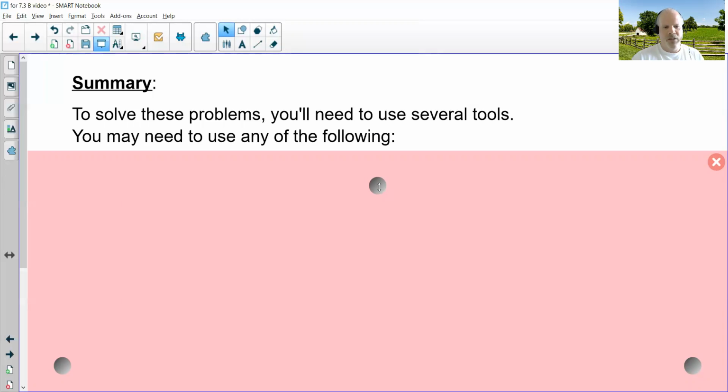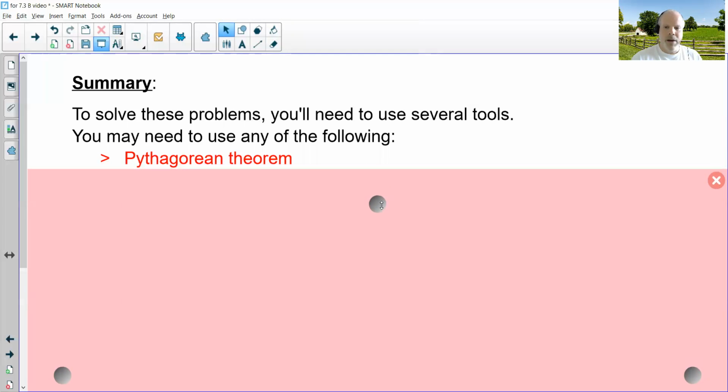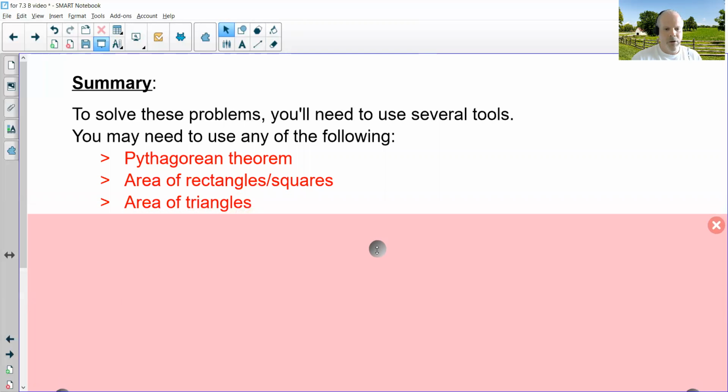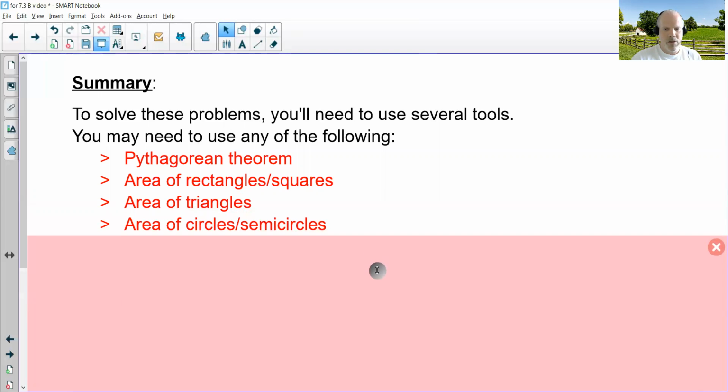In summary, to end this video, you need to use several tools to complete these problems, and you'll see that when we do the homework assignment next week, there are only 2 problems because they take a little bit of time to do. You might be using the Pythagorean Theorem, so you have to know how to do that. You're going to be finding areas of rectangles, squares. You'll be finding the area of triangles, as well as circles or semicircles.